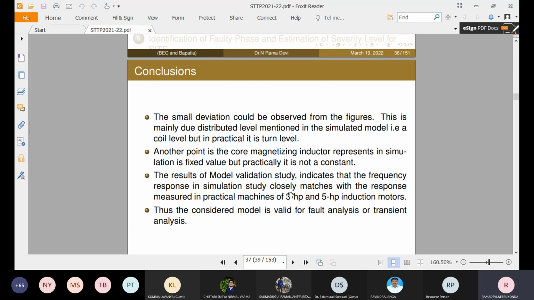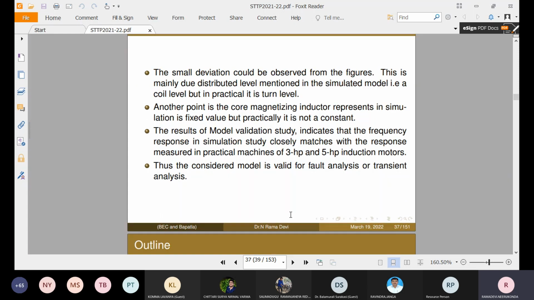Even with these two impacts, we can indicate that the frequency response in the simulated model closely matches the response measured in the practical machines. So the model is valid for analyzing the faults.